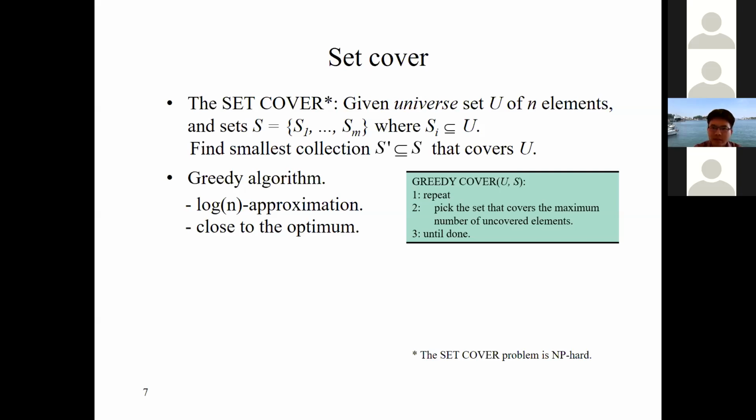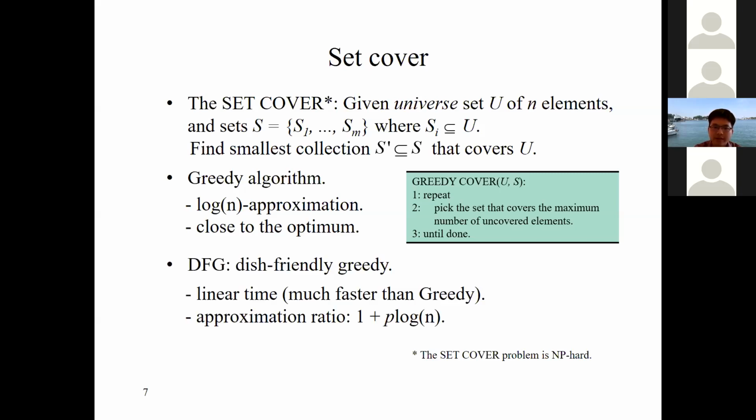Unfortunately, this algorithm does not scale well to very large data. And therefore, we employ a faster version of Greedy. It's called disk-friendly Greedy, and it achieves a dramatic improvement over Greedy. And more importantly, it also gives an approximation ratio of 1 plus p times log n, which is p times larger than Greedy. And here p represents the trade-off between the speed and the accuracy.